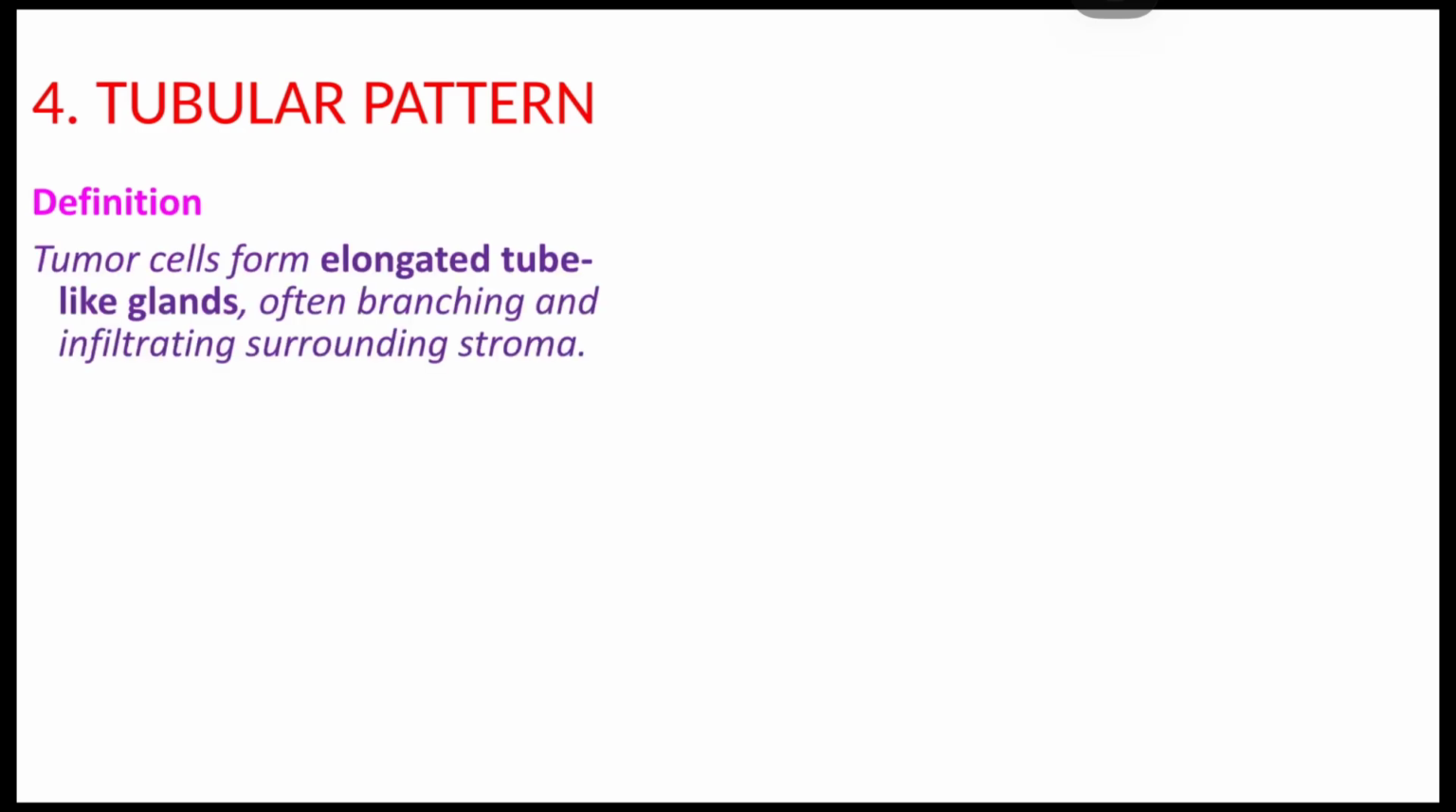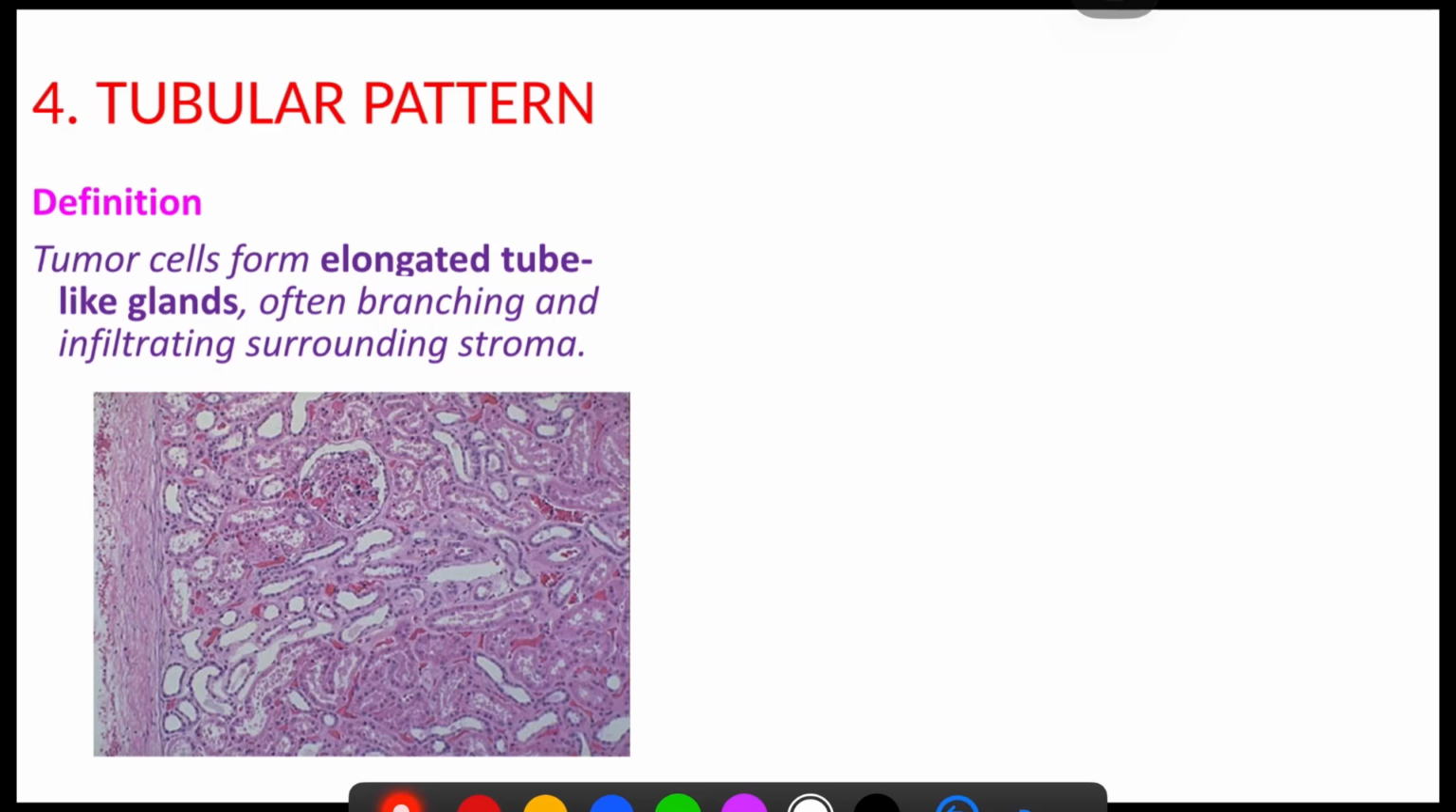So now let's see tubular pattern. Tubular pattern, as the name suggests, looks like an elongated tube, which often shows branching and infiltrates surrounding stroma, resembling normal kidney tubules. So you can see these are the normal tubules of the kidney. If you find this type of tubular appearance in any tumor, then it is called tubular pattern because of the normal kidney like tubular appearance.